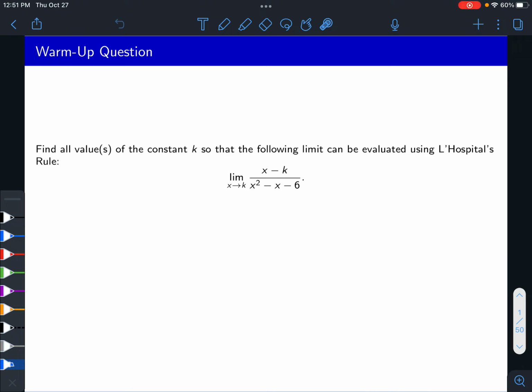So here's our warm-up problem that I think you should all try to do right now before you start watching the rest of this. Find all values of the constant k so that the following limit can be evaluated using L'Hopital's rule. And so it's the limit as x approaches the value of k of x minus k over x squared minus x minus 6. So pause the video and then come back to this.